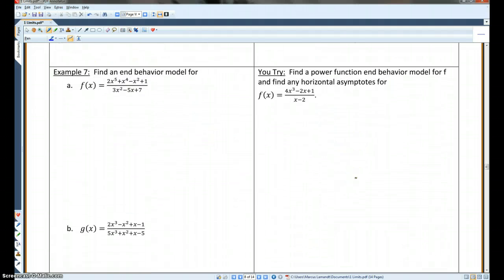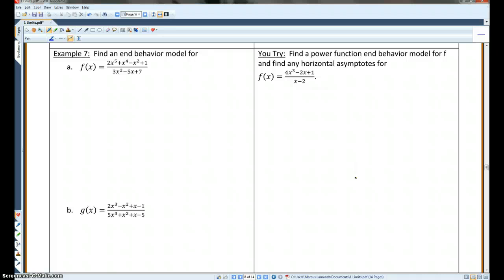Alright, let's go on to this one. Find an end behavior model for this function here. Basically, for end behavior, we're just going to be looking at the front terms. So I've got 2x to the 5th over 3x squared, which simplifies to 2x cubed over 3. Or you could write it like this. That is the end behavior model.